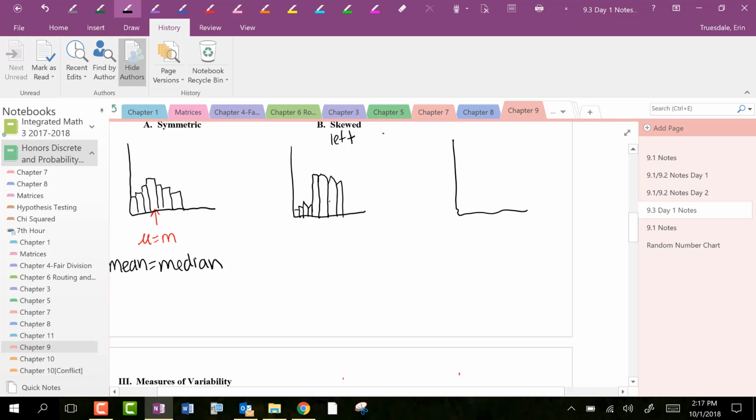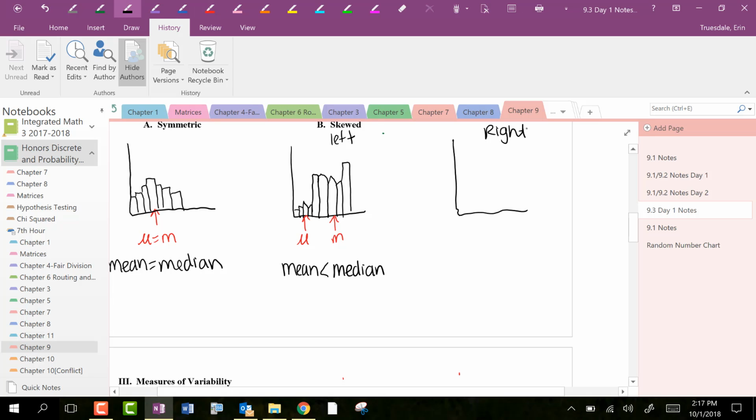Kind of like, I can't even make it go higher here. It's all on that side. And in this case, the mean is less than the median. So you have some mean that ends up being down here, and the median is someplace up here in the data. That would make it skewed left.